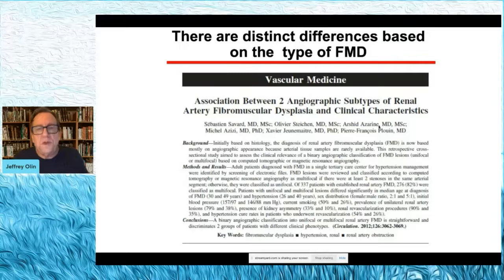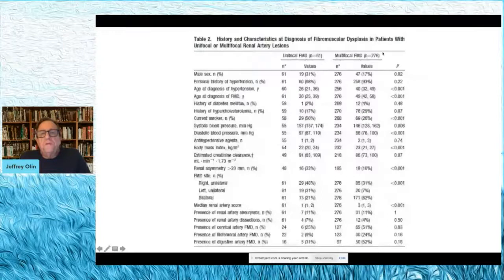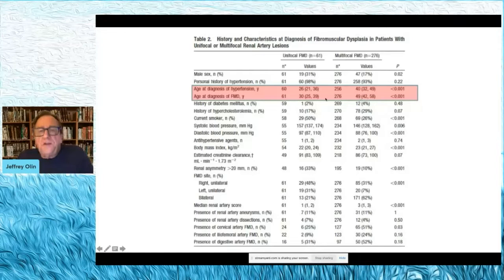Now, my colleagues and friends from Paris published this paper in 2012, and they were pointing out the differences of multifocal and focal. So focal, the average age of the onset of hypertension is 26. The average age of diagnosis is 30. So this occurs in young, predominantly women. Whereas multifocal, the average age of onset of high blood pressure is age 40, and the average age of diagnosis of FMD was 49. A 9-year delay from onset of hypertension to diagnosis.